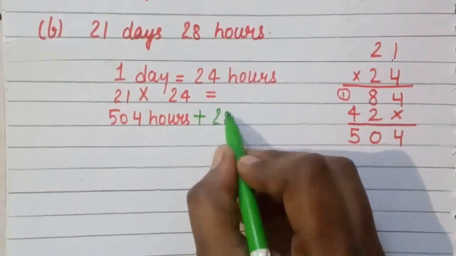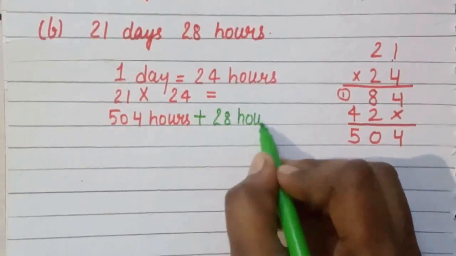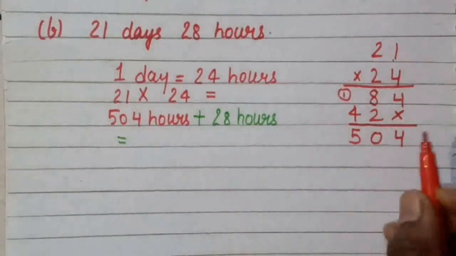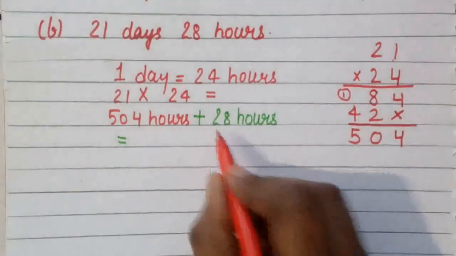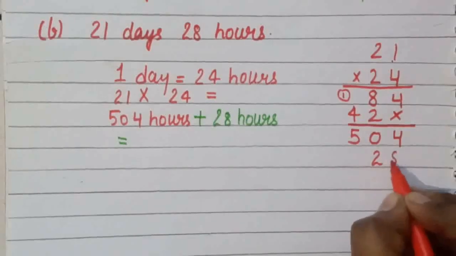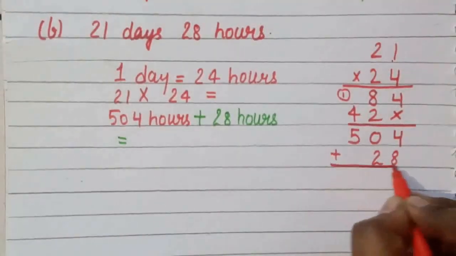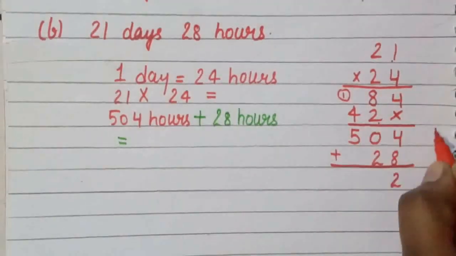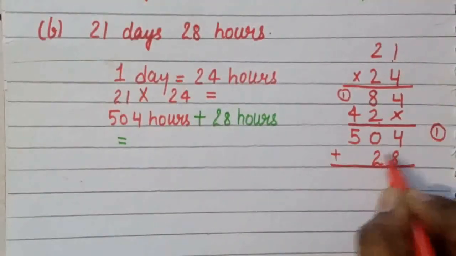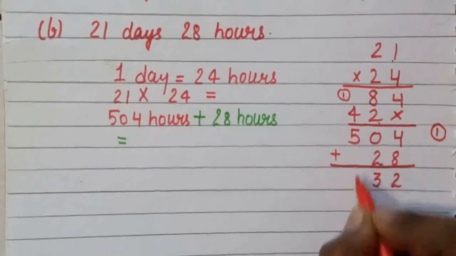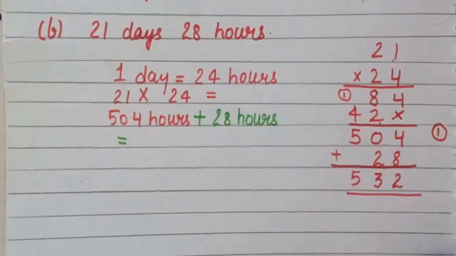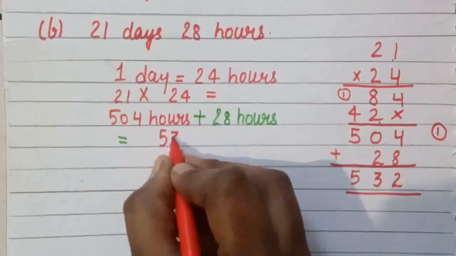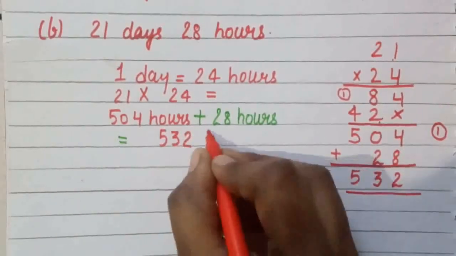28 hours. And now the answer is 504 here. Let's add these 28 more. 4 and 8, 12. Carry 1. You can write it side by side. 2 and 1, 3. 5. 532. Total we can say 532 hours.